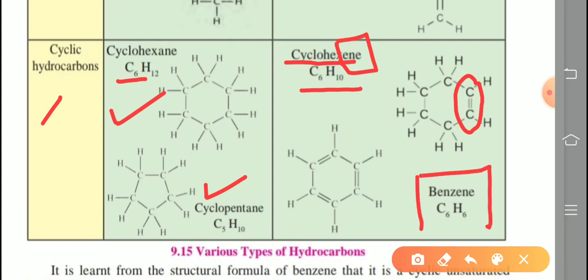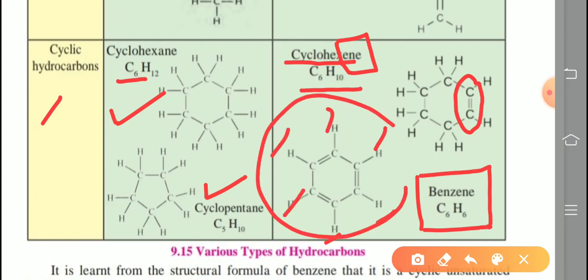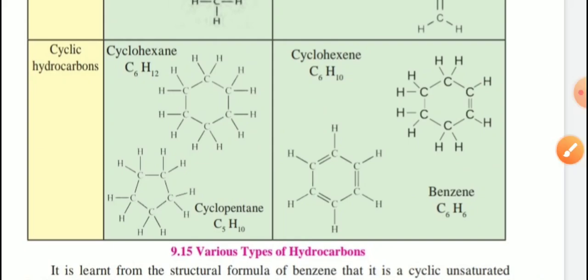One more structure is given. This is an important structure. Draw the structure of benzene. A 2-mark question is asked in the exam. So the molecular formula is C6H6. Alternate single and double bonds in between the carbon atoms, and the remaining valencies are satisfied by what? Hydrogen atoms. So this is the structure of benzene.